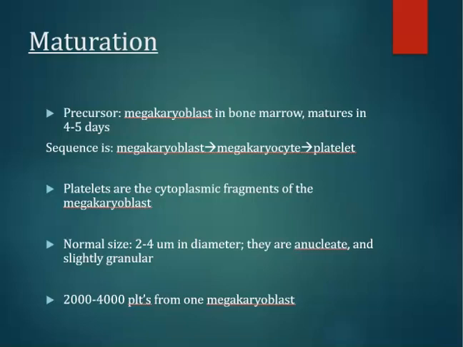But the normal size of our platelets is only about 2 to 4 microns in diameter, so they're pretty small. And they're anucleate, meaning they do not have a nucleus, or are without a nucleus. And they're slightly granular. And there can be about 2,000 to 4,000 platelets produced from one megakaryoblast. So just one blast, megakaryoblast, can produce lots and lots of platelets.